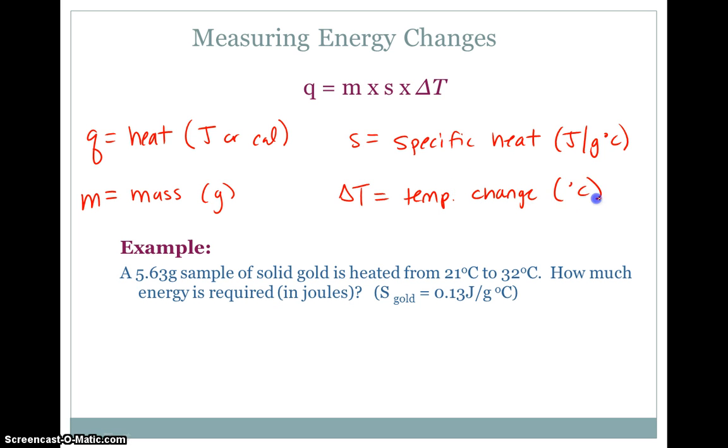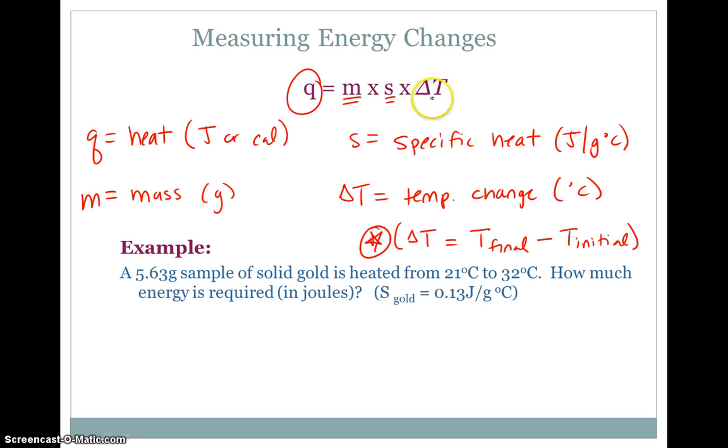That's going to be in degrees Celsius, and how you calculate your temperature change is you take the temperature of your final substance and you subtract the temperature that it started at. And that is really important, that you calculate temperature change this way every single time, no matter what. So if we want to figure out how much heat is being transferred in an endothermic or exothermic process, we have to know how much of the substance that we're using, the specific heat of that substance, and the temperature change the substance undergoes.